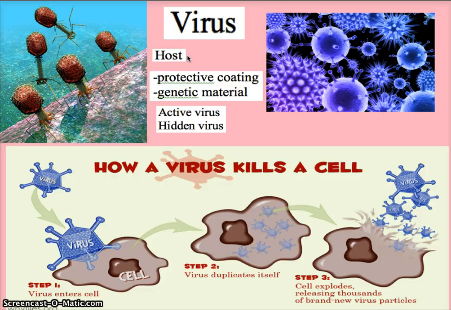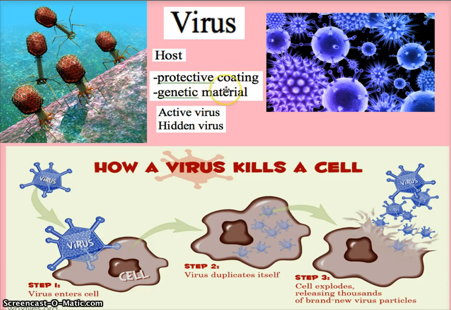Now, viruses are smaller than cells. You can see this virus is smaller than this cell, and you can see these viruses are much smaller than the cell they're attacking. They're smaller than a cell, and they vary in shape and size. Some of them can even look like bullets. Some of them can look like rods, some of them can look like bricks, but all of them have two basic parts to them. You can see those two basic parts right here.